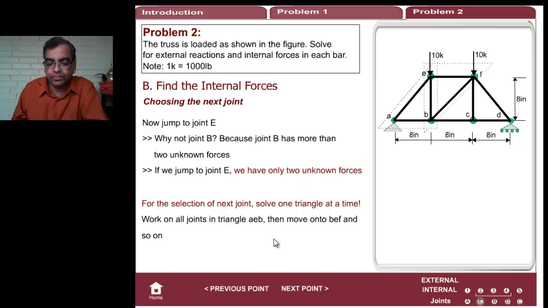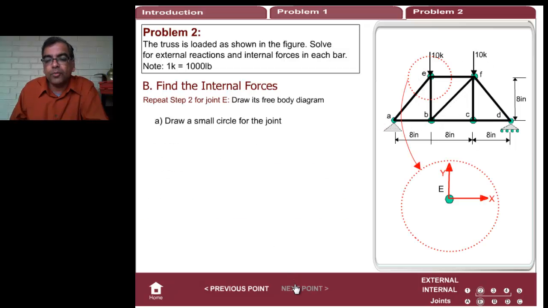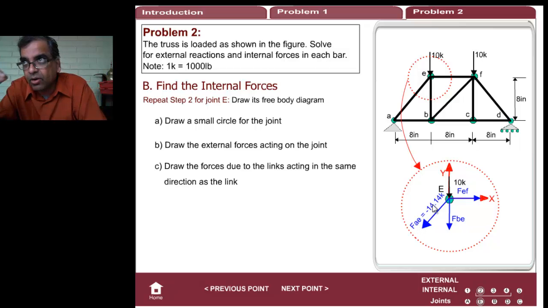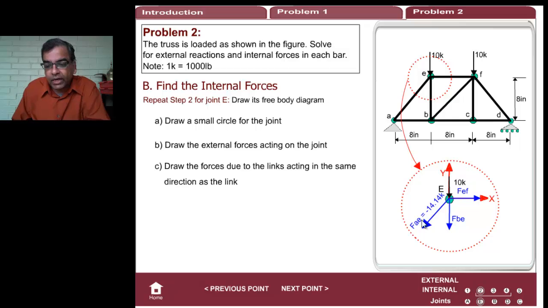So off we go. I'm going to jump to joint E first because I'll get two forces. There's my 10K external force. There's my FAE. Notice I left the arrow. Whatever value I got for FAE, I copied. Remember, flip the arrow, not the value. So I wrote it as FAE as minus 14.4K pointing outwards. FBE downwards, FEF this way, and 10K, this is the external load of 10K.